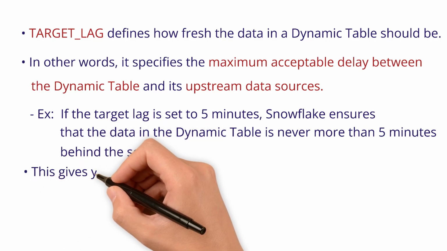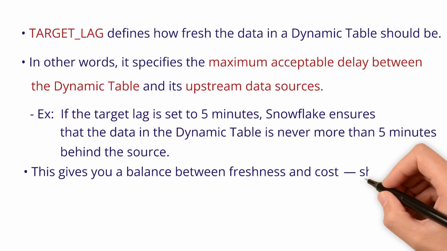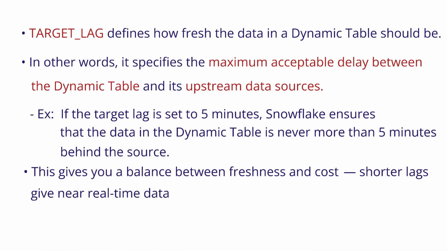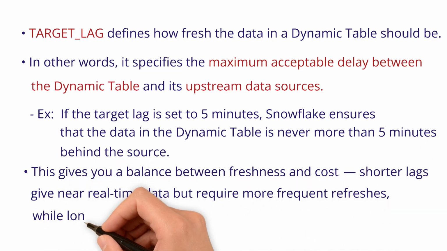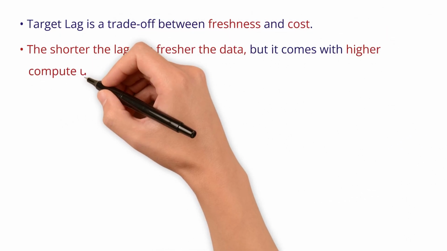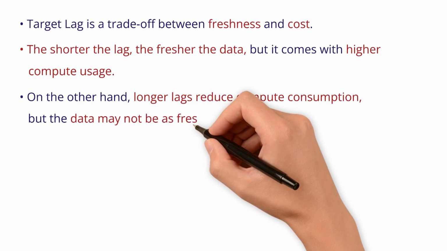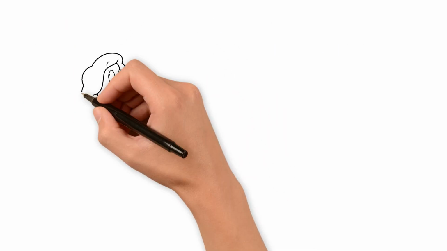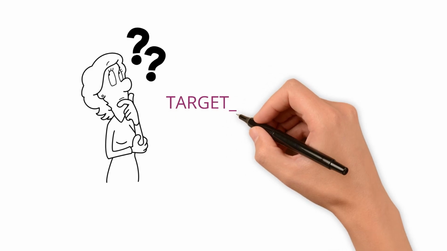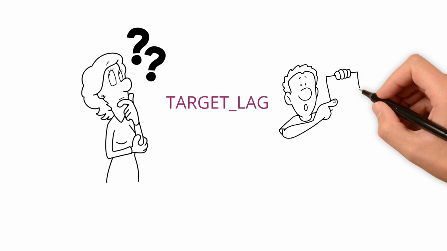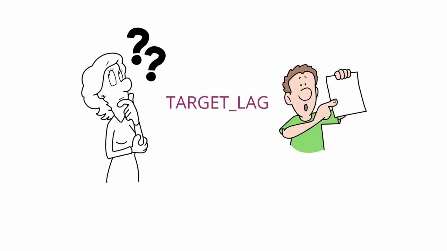This gives you a balance between freshness and cost. Shorter lags give near real-time data, but require more frequent refreshes, while longer lags reduce compute consumption. Target lag is a trade-off between freshness and cost. The shorter the lag, the fresher the data, but it comes with higher compute usage. On the other hand, longer lags reduce compute consumption, but the data may not be as fresh. This question digs deeper into whether you know the practical impact of target lag, not just what it is, but how it impacts. Let's get to the next interview question.